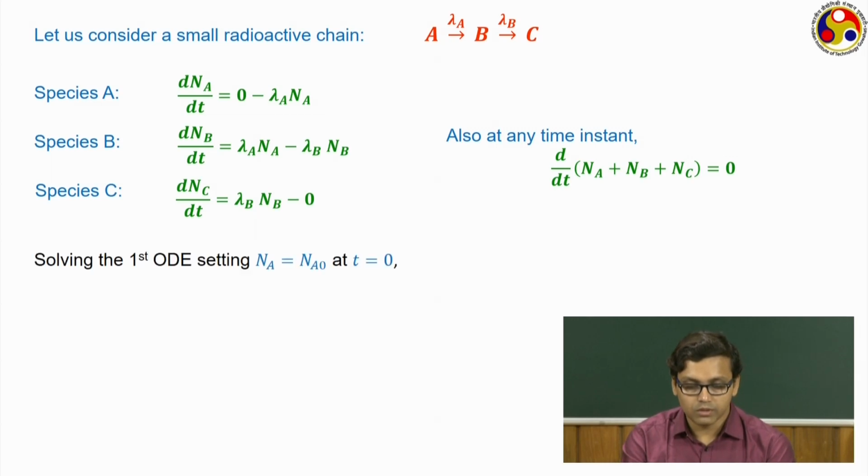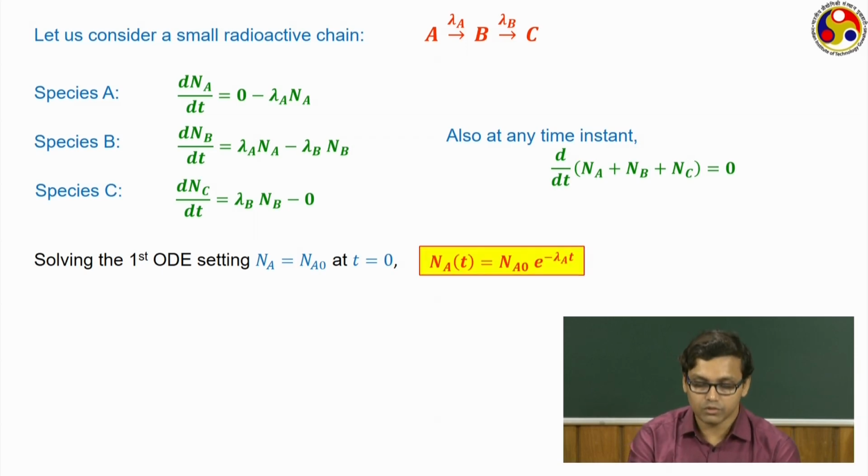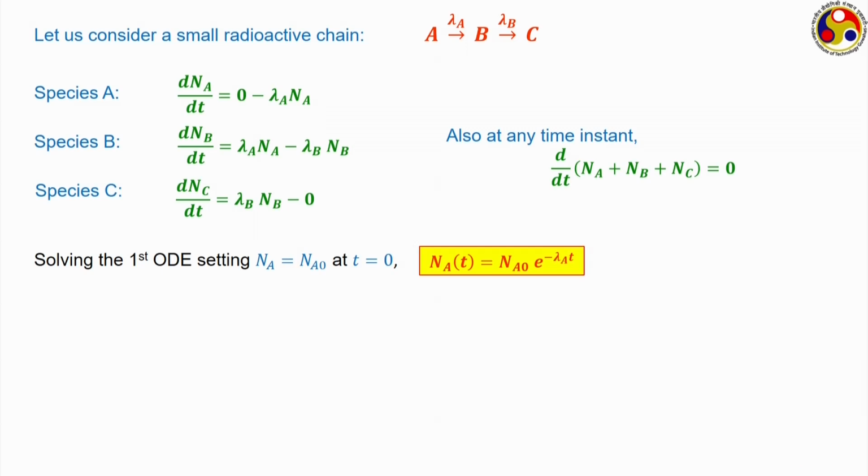Now, we can solve these equations. Solving the first ODE with an initial condition of Na equal to Na naught at time t equal to 0, we get the familiar exponential decay form of the element A. For B, let us put this expression of Na back into the equation for B.